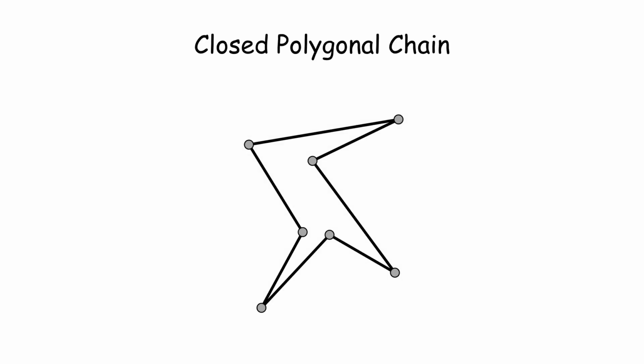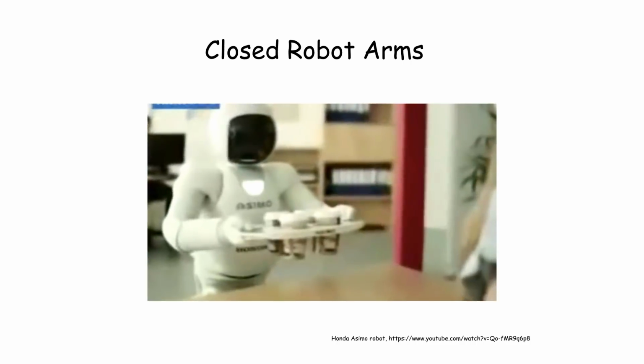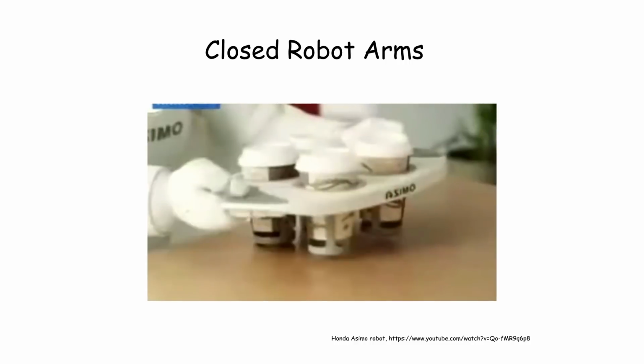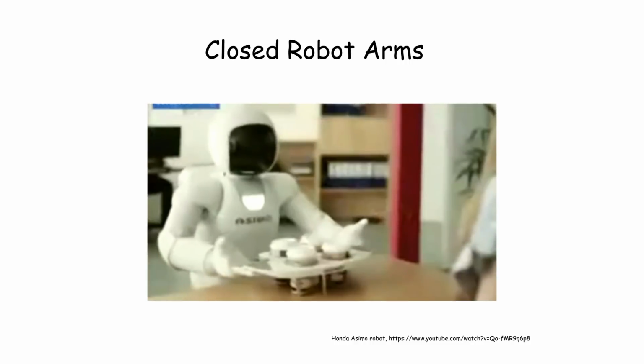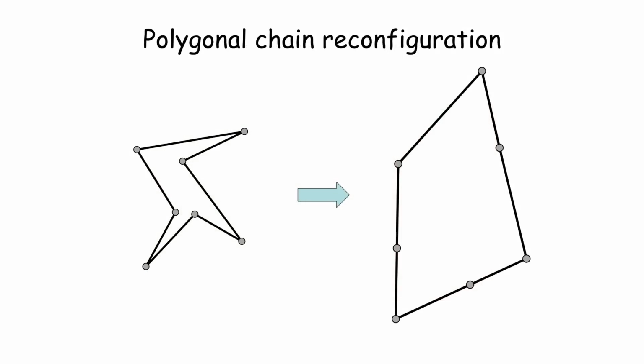So we are also interested in closed polygonal chains, and at this point you will think, why? Well, here's an example. This is a robot that carries a tray, and the arms, together with the torso and the tray, form a closed polygonal linkage. So what do you want to do with this? Let's say you get your tray, you pick it up, and you want to move it somewhere. You have to reconfigure your polygon from one initial position to a final one. So this is the polygonal chain reconfiguration problem.